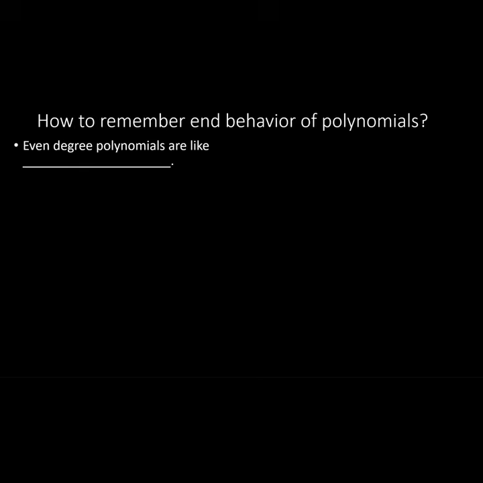Even degree polynomials are like parabolas because parabolas are an even degree polynomial. So if you can remember what parabolas do, it will extend to every other even degree polynomial. If the leading coefficient is positive, it is not flipped over. If the leading coefficient is negative, it is. So this is tapping into what you know about transformations on parabolas. If the leading coefficient is positive, the parabola looks like this. If the leading coefficient is negative, it is flipped over.